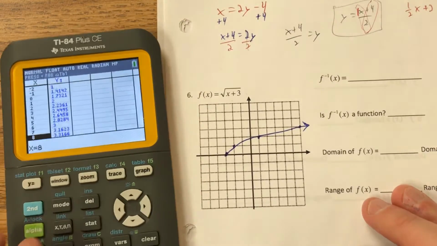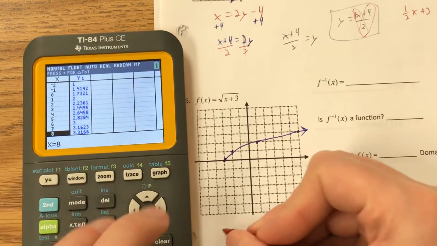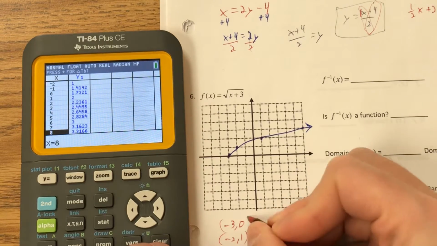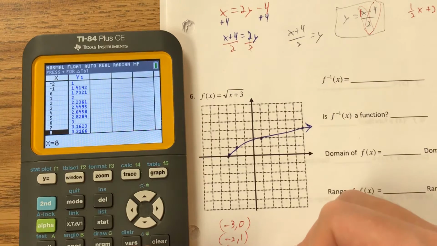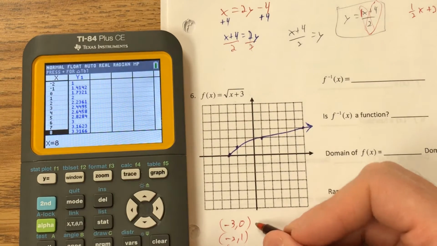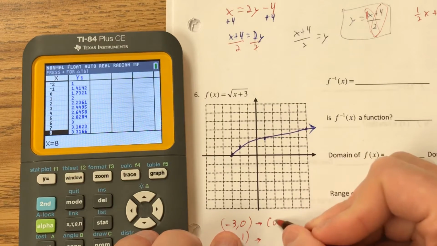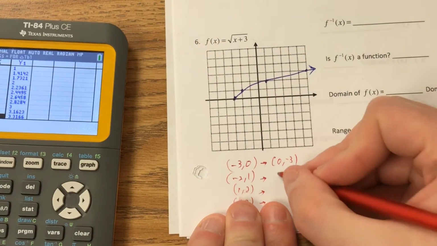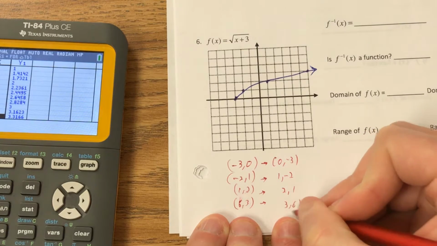And as I said, you can just go ahead and draw the inverse right now. We said it was -3, 0, -2, 1, 1, 2, and 6, 3. So for the inverses, you would switch the two numbers. Instead of -3, 0, it'd be 0, -3. Instead of -2, 1, 1, -2. 2, 1, 3, 6.